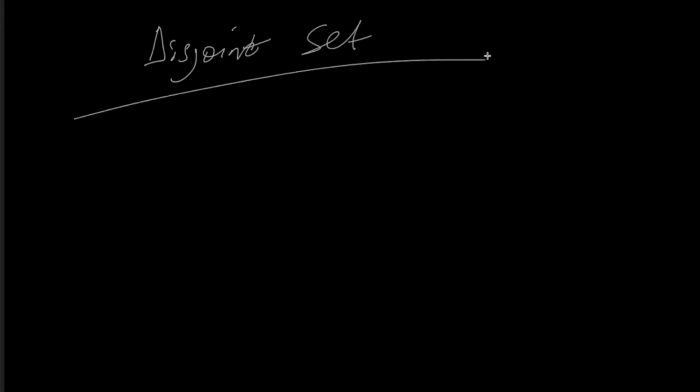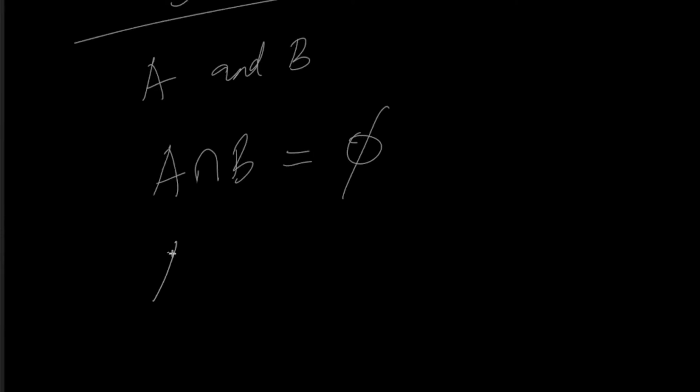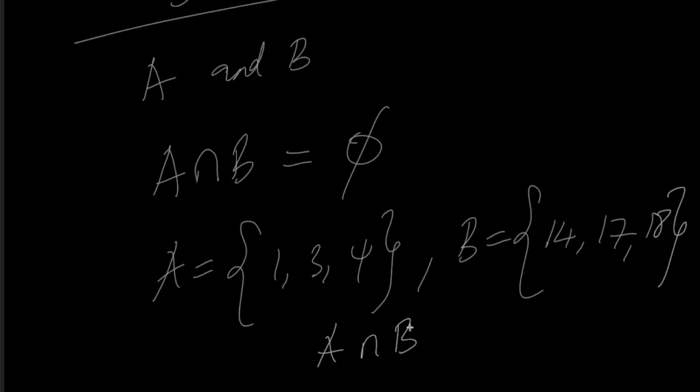Disjoint sets. Two sets, say A and B, are said to be disjoint when they have no elements in common. It means that A intersect B is equal to null. For instance, I say A is equal to 1, 3, 4. I say B is equal to 14, 17, 18. There is no element that is here that you will find here. Therefore, we say A and B are disjoint, there is nothing connecting them together.